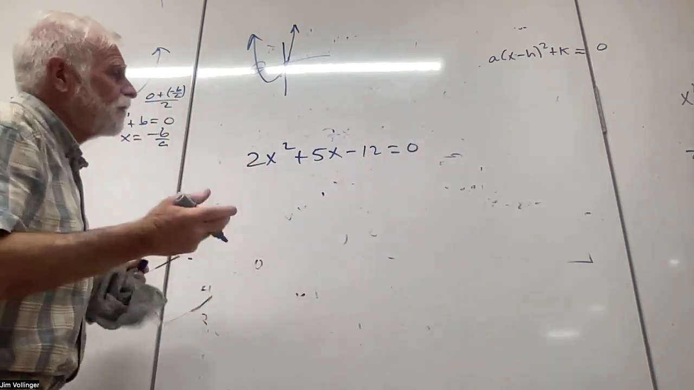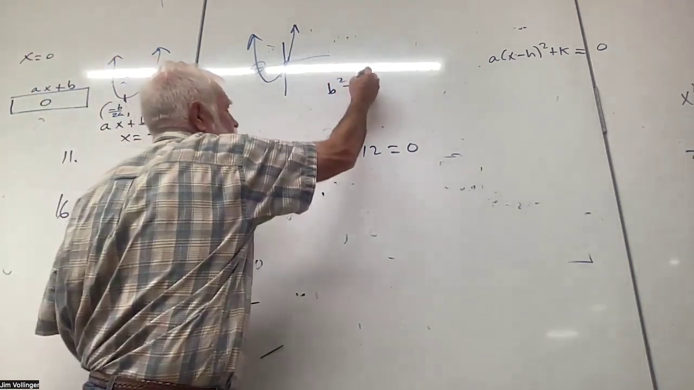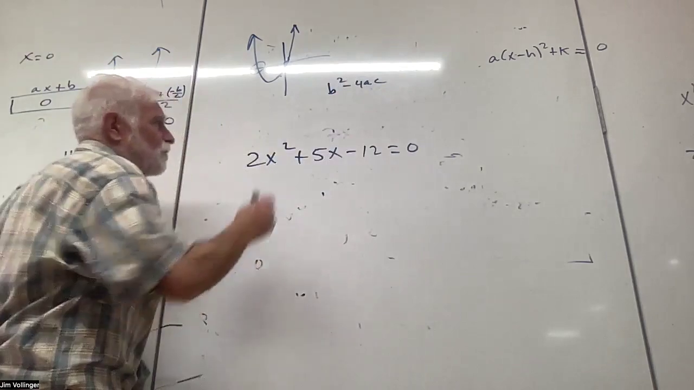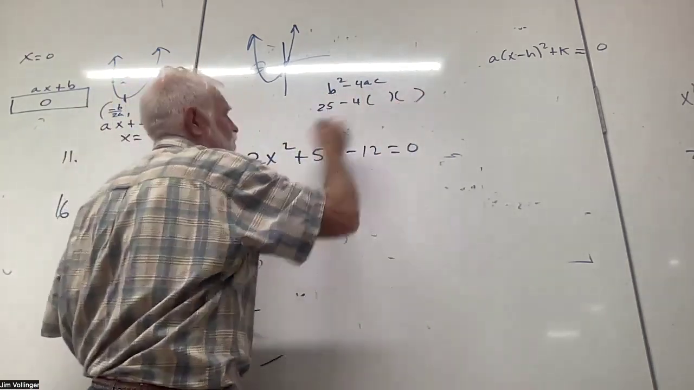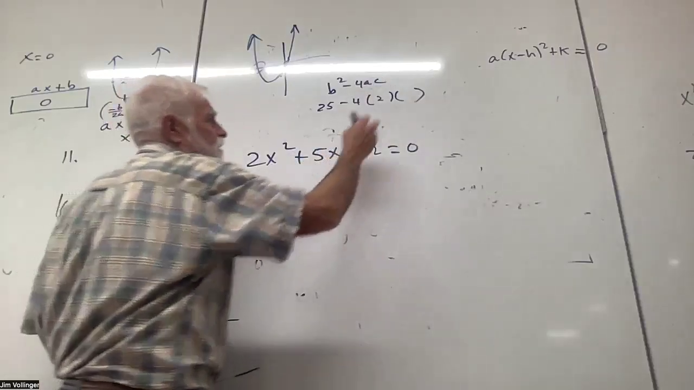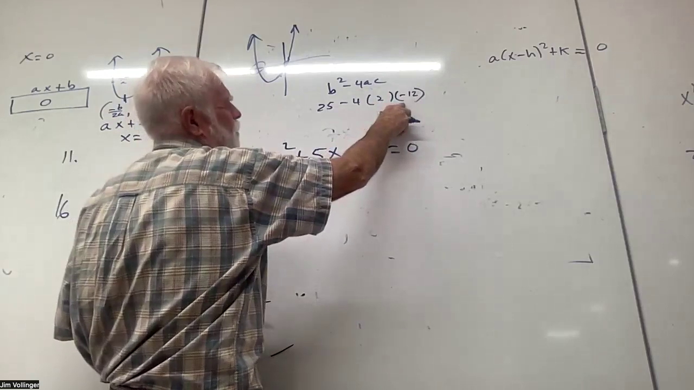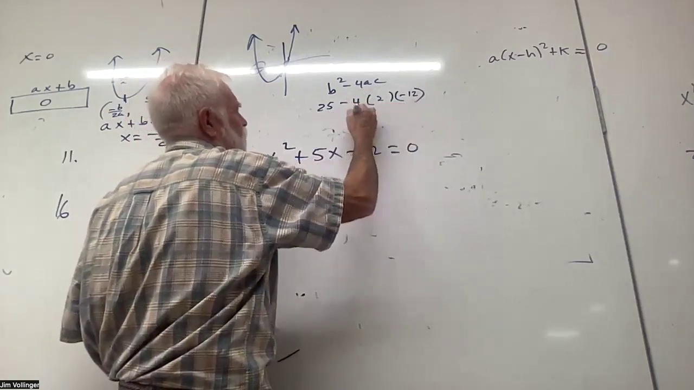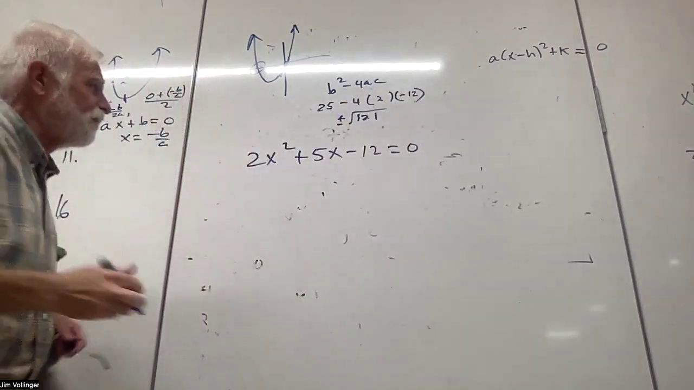All right, so I would definitely factor this, but to check it out, let's do b squared minus 4ac. All right, and so b squared 25 minus 4 times a is 2, c is minus 12. Okay, so 8, 96 and 25, 121, yes, plus minus the square root. That's nice. So it could have been factored.